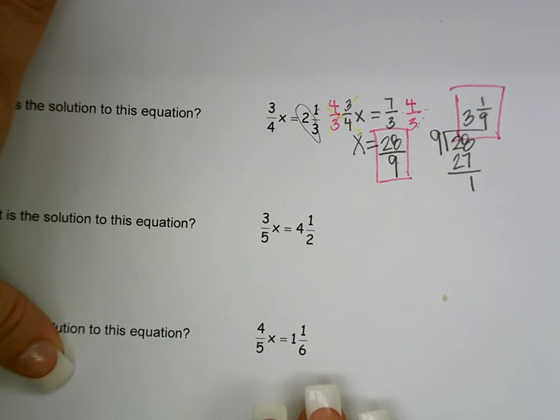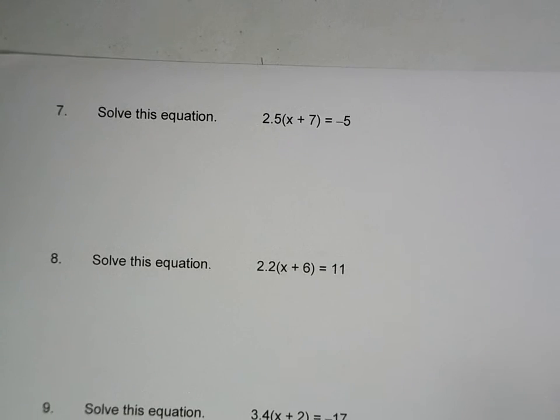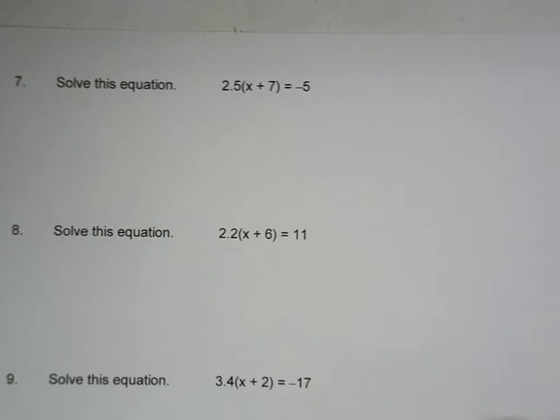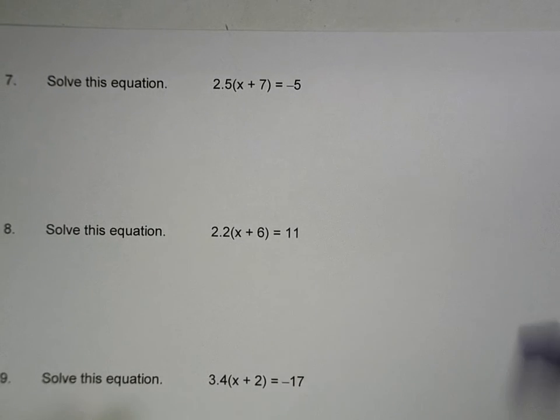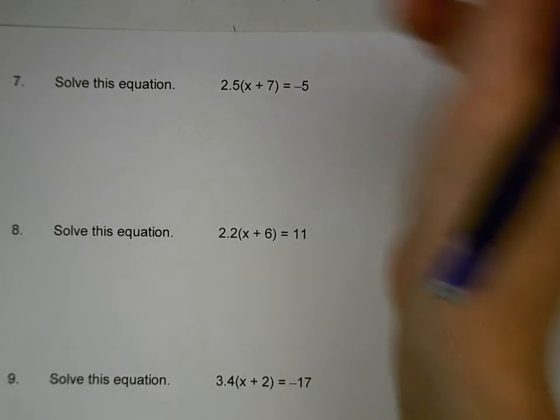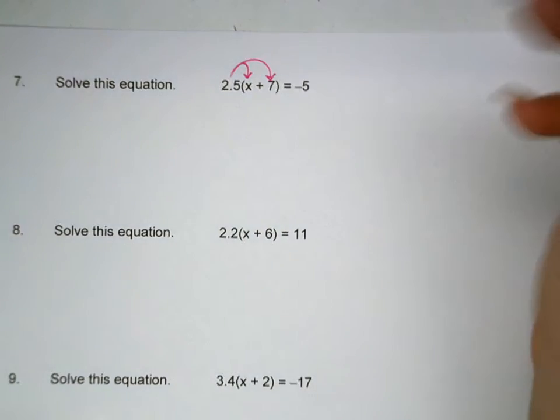Anyone have questions so far? No, good. Okay, let's look at the back. Let's look at number 7. Okay, it says solve this equation. What does that mean when you have a number on the outside of parentheses? What do you have to do? Distribute, right. So multiply to everything inside the parentheses.